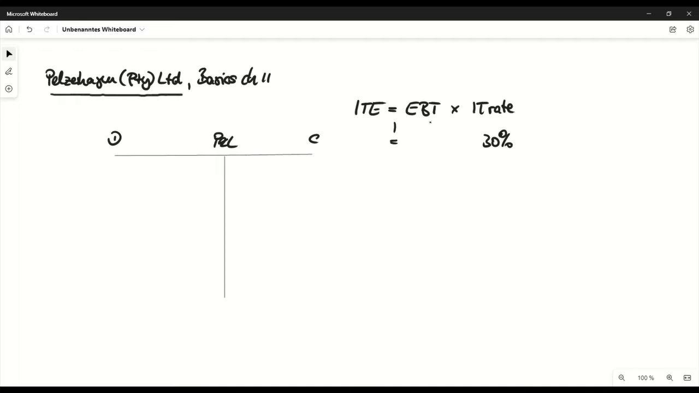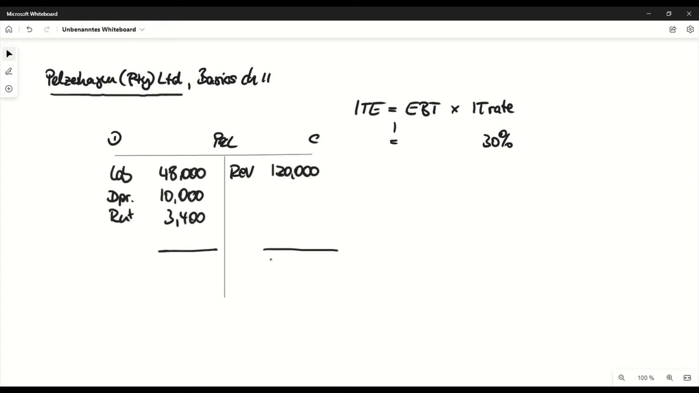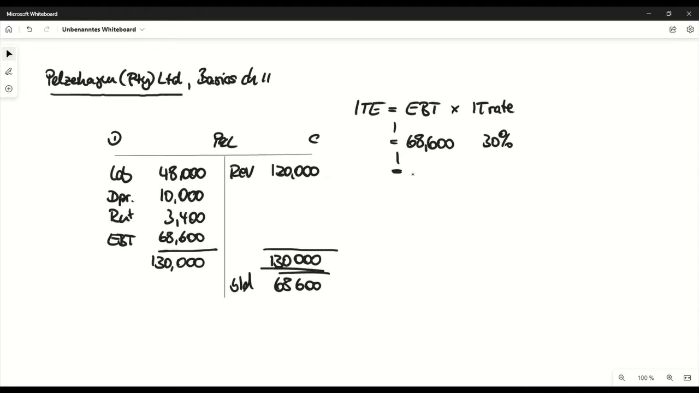Now, in order to get the earnings before taxes, we have to prepare a profit and loss account. We record revenue and all the expenses as known so far. We must balance off the account. Now we know that the earnings before taxes will be $68,600. And that gives us income tax expenses to the extent of $20,580.